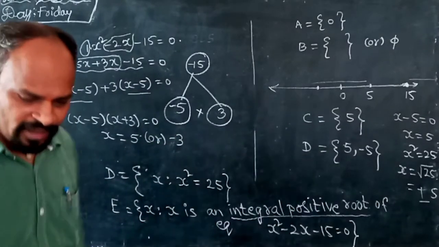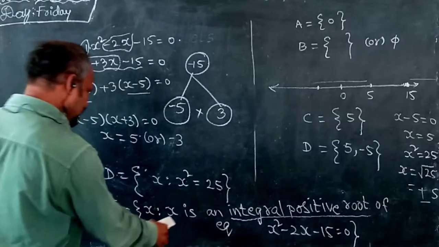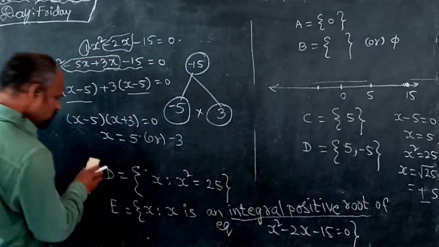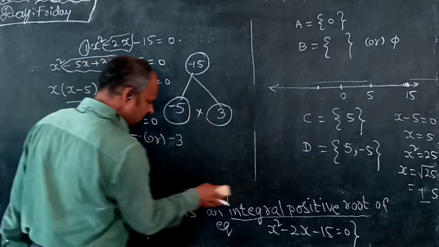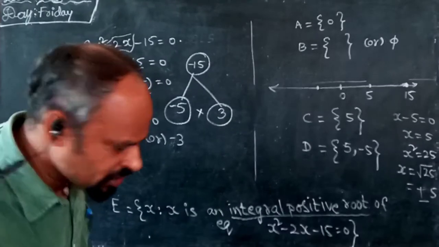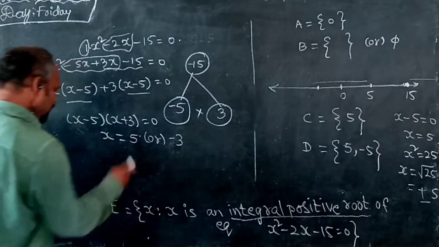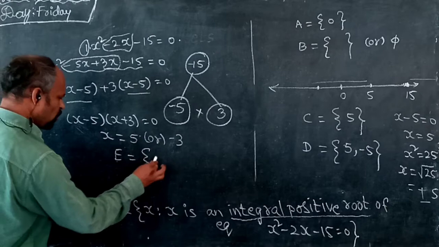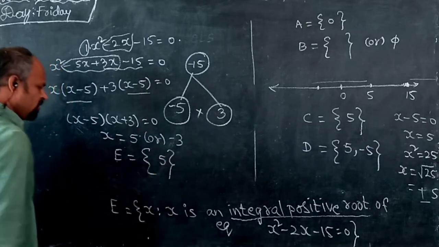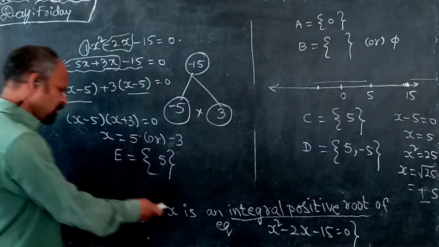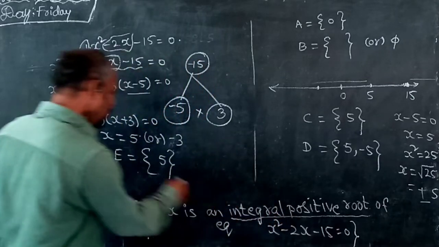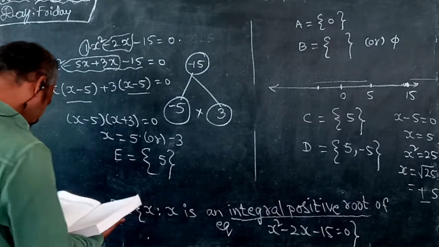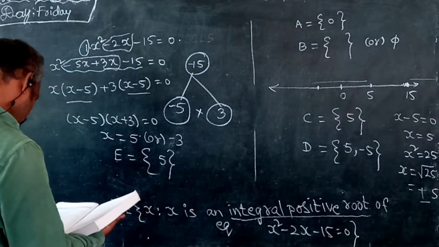Now, finally, what they asked here is that x is an integral positive root. So we should consider only the positive root. What is the positive root here? I got 5. Therefore, E is equal to 5. We should not consider both elements, just the one element which is positive. Because of that reason, we should take only the positive root. We should not take the minus 3.